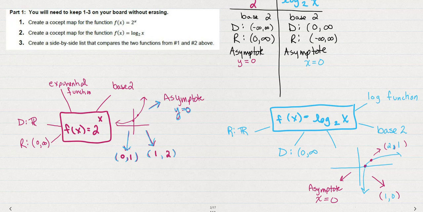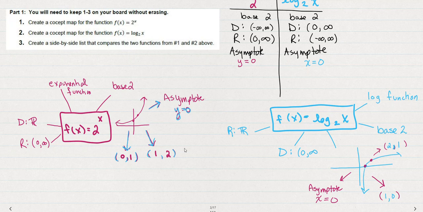Notice that for f of x equals 2 to the x, the domain is all real numbers. We could put any number we wanted for x, any real number. But the range starts at 0 but doesn't include 0 and goes up from 0, so from 0 to infinity. The base of this is the 2, and the type of function this is, it's an exponential function. And then when we sketch the graph, we see that there's an asymptote at y equals 0, and we have these two specific points. When x is 0, y is 1. When x is 1, y is 2.